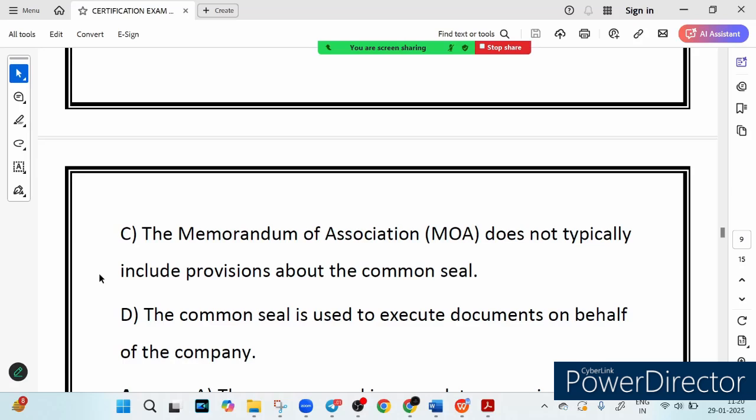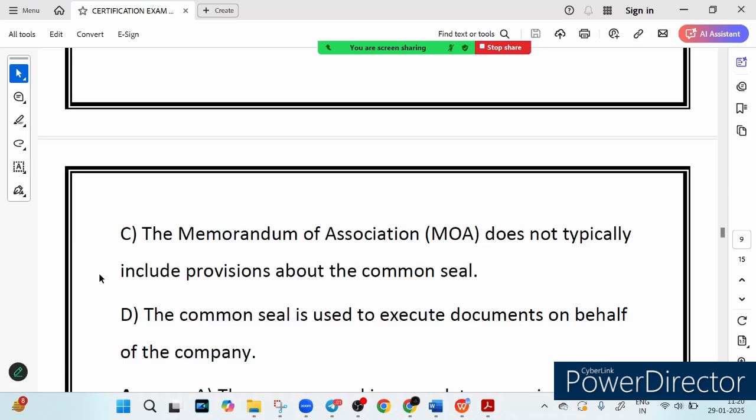And option D says the common seal is used to execute document on the behalf of the company. So this statement is true, because common seal is traditionally used to execute document and show that company officials agree with the terms of the document. It serves as a company's signature on legal contract and other important paper. So the correct answer is option number A.